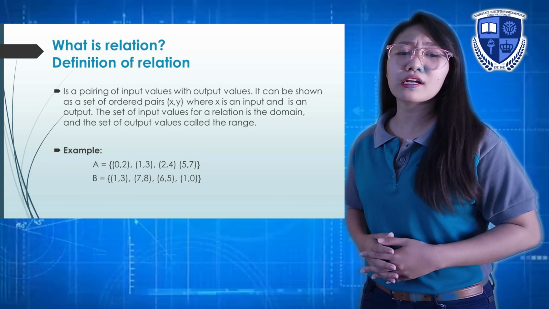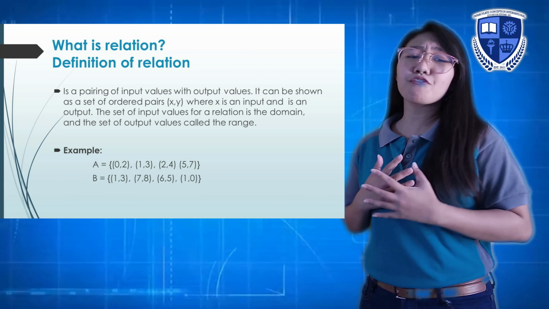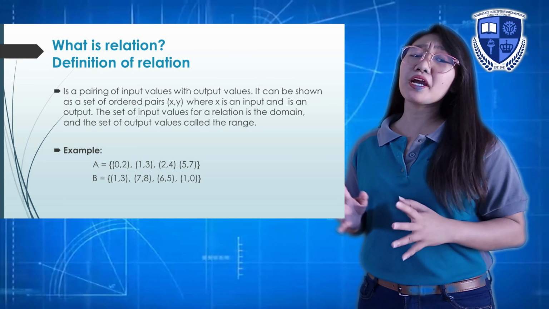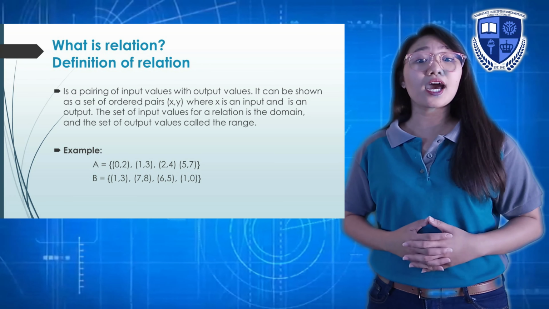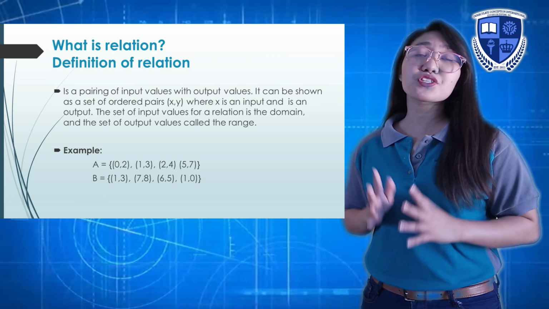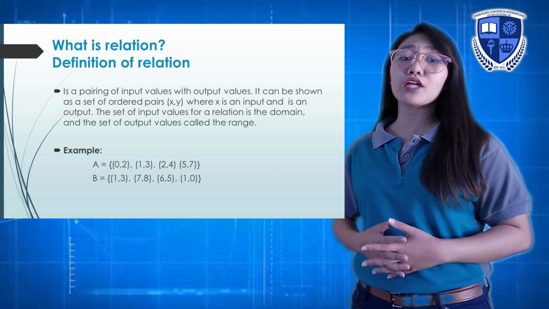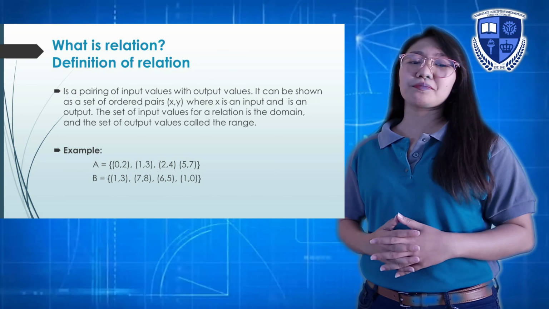Hindi ka magkakaroon ng relation kung mag-isa ka lang, na nangangarap yung feeling mong may kayo, pero wala ka lang. So pag ganon, walang relation po yun. Kasi ikaw lang mag-isa ang nangangarap na may relation. Dapat dalawa. It's a pair. So dapat dalawa kayong involved dito at yun ay yung input values at output values.